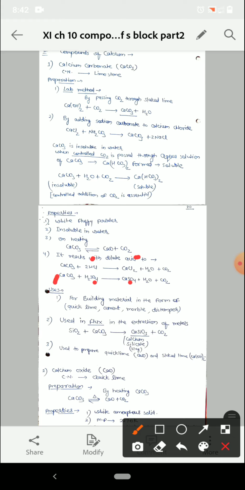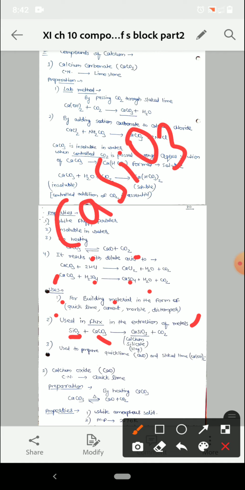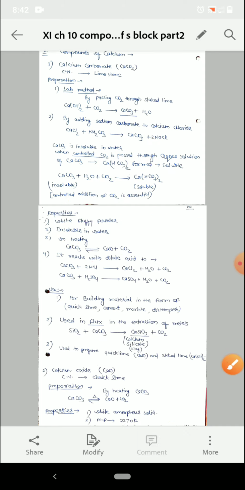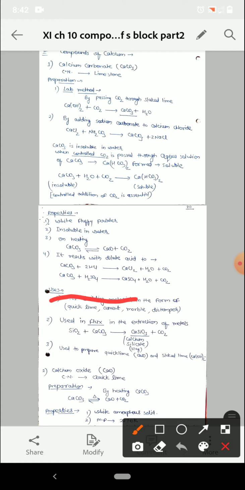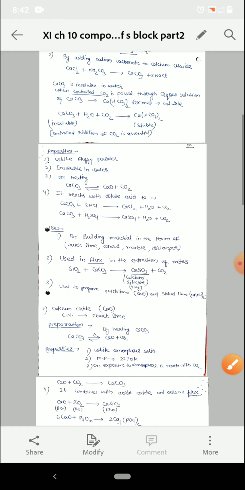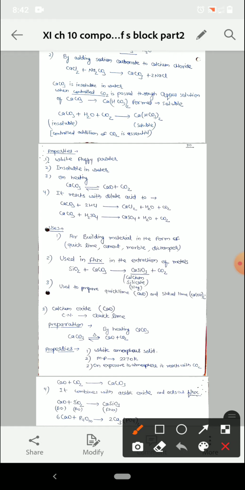Uses: for building material in the form of quicklime, cement, marble and distemper. Number 2, used as a flux in the extraction of metals, as when we add SiO2, silicon dioxide, plus CaCO3, it will form CaSiO3, called calcium silicate, which is called slag in metallurgy, plus CO2. So it is used in the form of slag in the extraction of metals. Used to prepare quicklime, CaO, and slaked lime, Ca(OH)2. Clear?